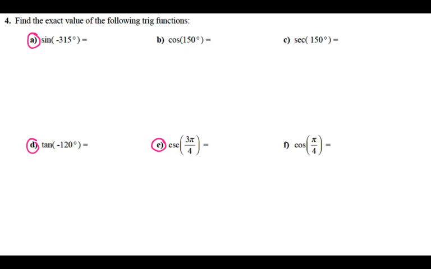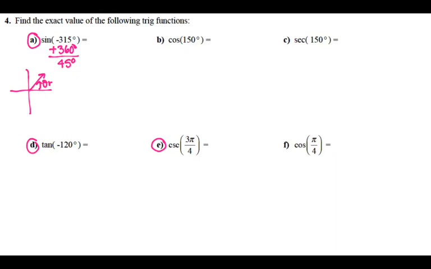So the first thing I want to do is, since I have a negative angle, I want to find the positive coterminal angle. So I'm going to start by adding 360. When I do that, that gives me 45 degrees. So 45 degrees is already my reference angle because that is on your hand trick. So 45 degrees is in the first quadrant. So my reference angle is 45 degrees.